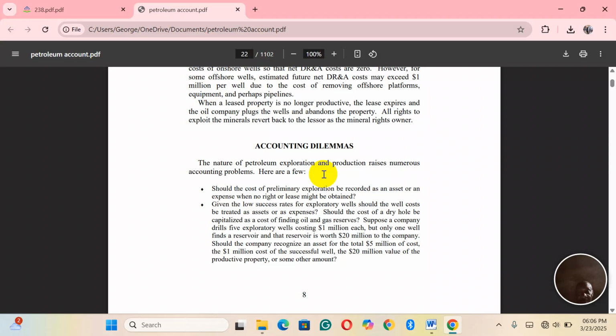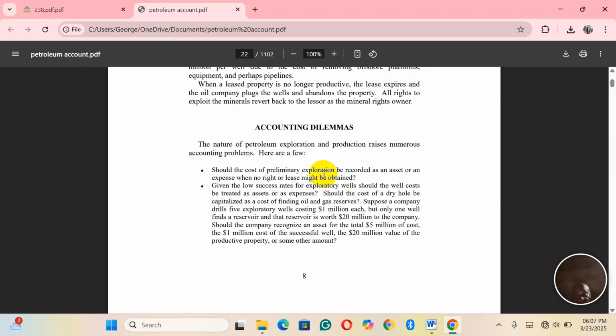Suppose a company drills five exploratory wells costing $1 million each, but only one well finds a reservoir, and that reservoir is worth 20 million to the company. Should the company recognize an asset for the total 5 million of cost, or the 1 million cost of the successful well, or the 20 million value of the productive property, or some other accounting amount?